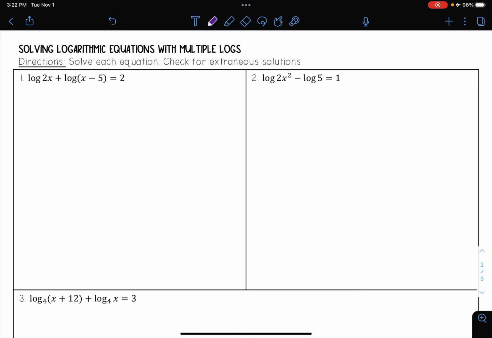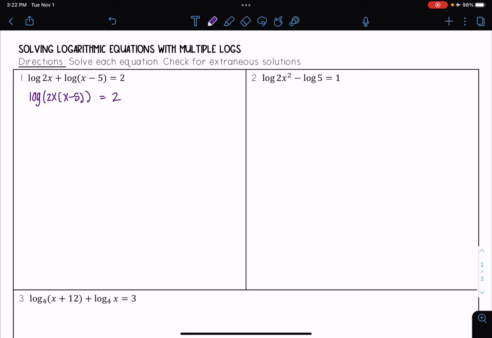Okay, so number 1, I have log 2x plus log of x minus 5 is equal to 2. First step is I want to combine those logs using the product property of logarithms, and that told me that this is going to be equivalent to log of 2x times x minus 5 is equal to 2.